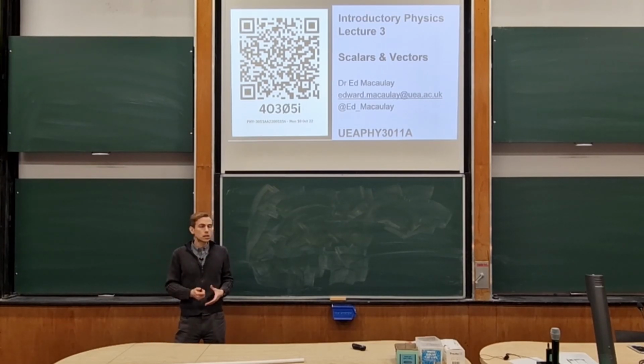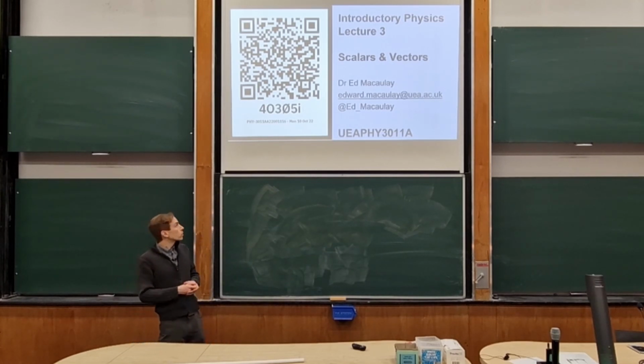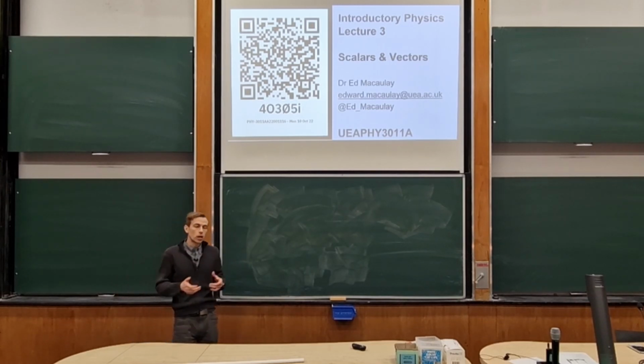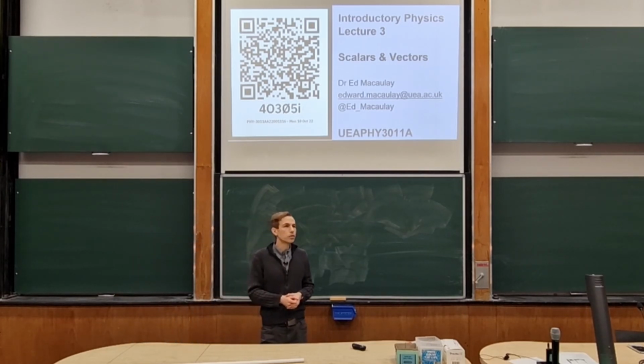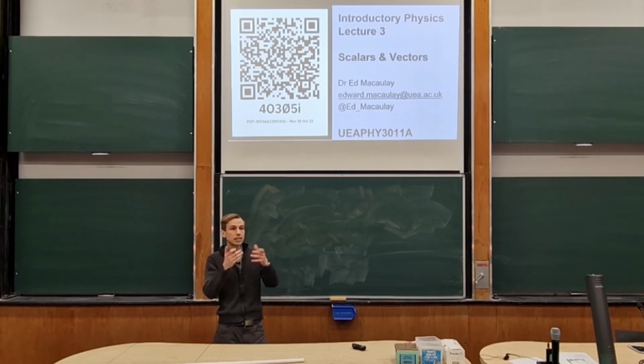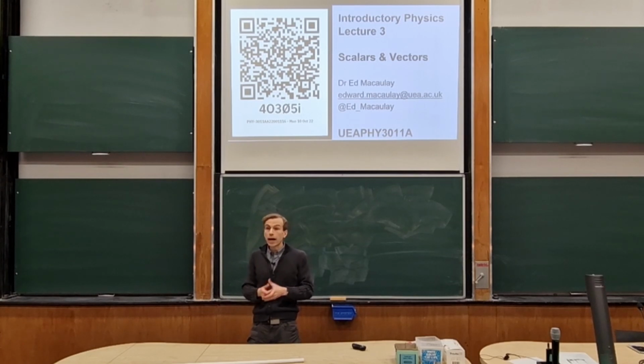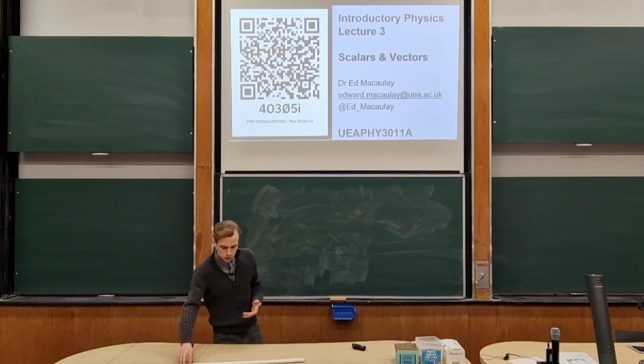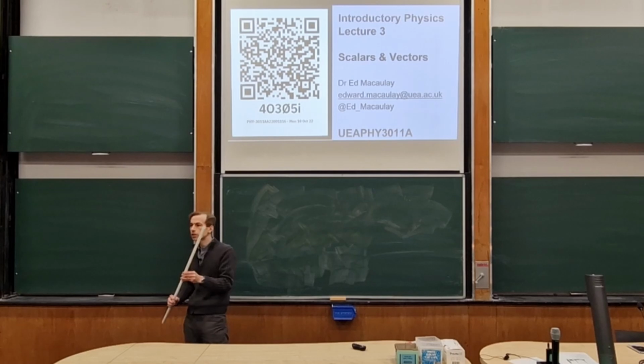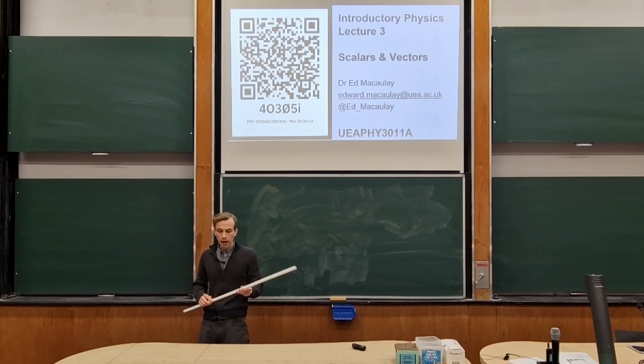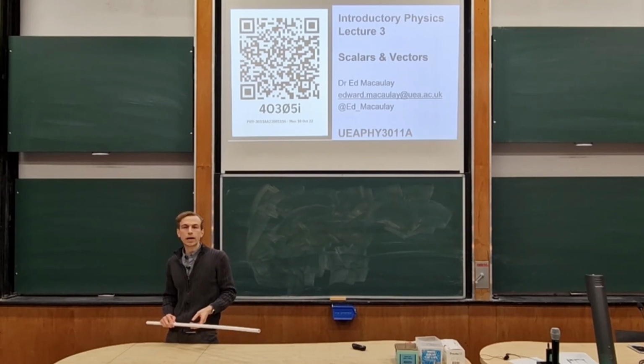Has anyone done scalars and vectors before? Okay, so some people have, some people haven't. That's fine. A scalar is any quantity which has what we call a magnitude, some kind of value, but it doesn't have a direction. Whereas a vector is something which has some kind of magnitude, but it also has a direction, so it points in a specific direction. And we're going to be finding out a lot more about that today.